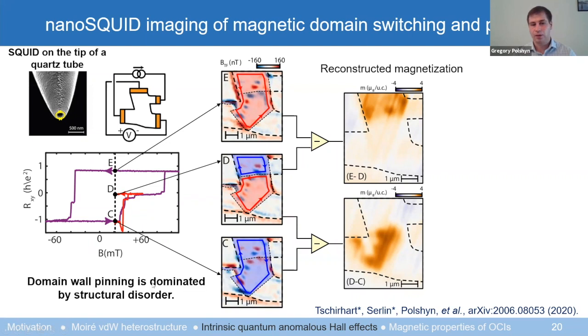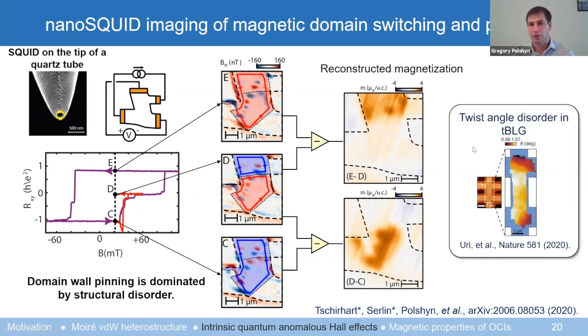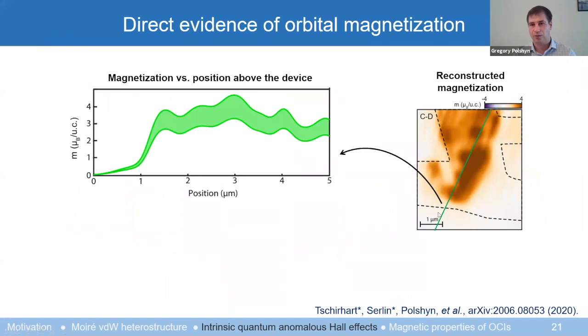So we can conclude that the dynamics of these ferromagnetic domains is dominated by pinning induced by structural disorder. In this system, the major source of structural disorder is twist angle disorder. For example, it was imaged in an earlier study by a different group from Weizmann, using the same technique, nanosquid imaging. Another thing we can learn from these imaging studies is the absolute magnitude of magnetization in this ferromagnetic domain.